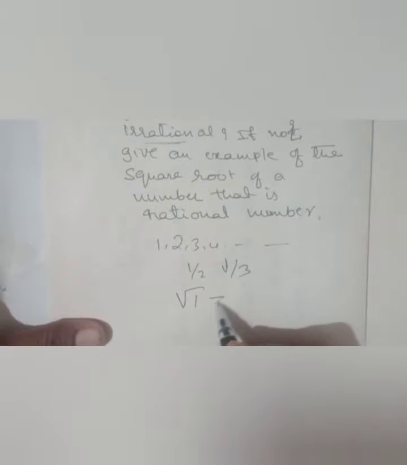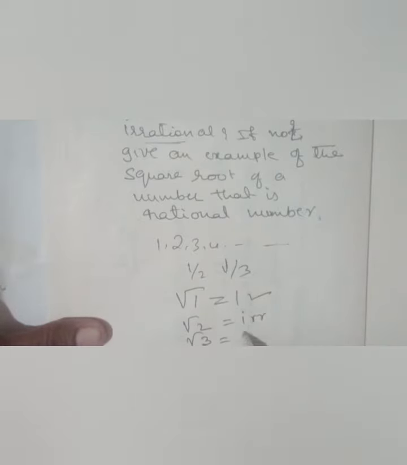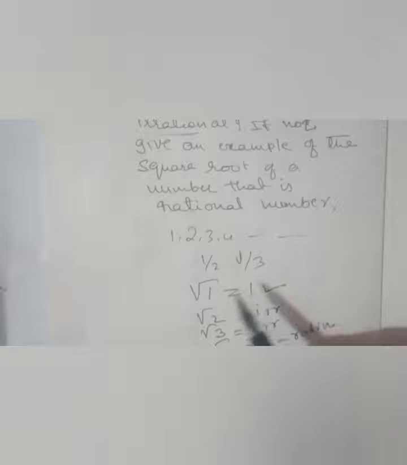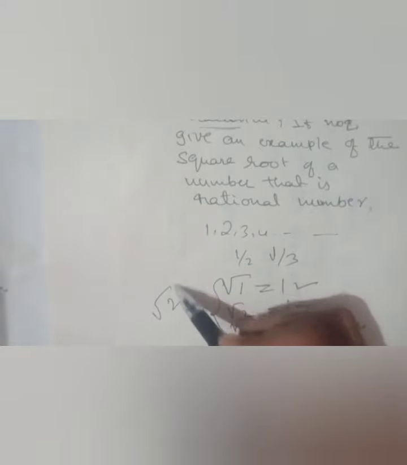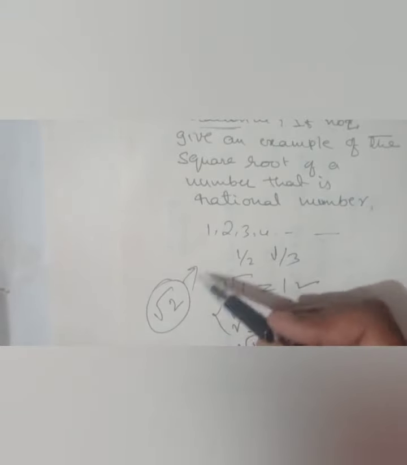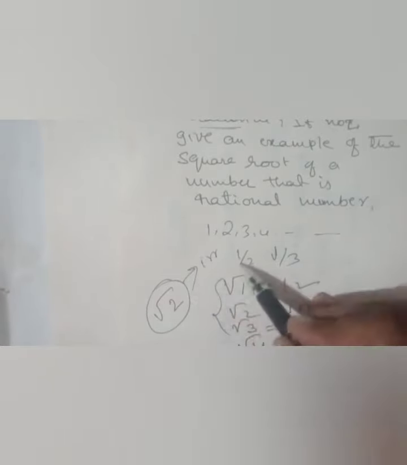But here, square root of 1 is 1, which is rational. Square root of 2 is irrational. Square root of 3 is irrational. Square root of 4 is 2, which is rational. I have seen many students make the mistake that whenever you find a root of a number, you immediately write it as an irrational number. It is not like that, children.